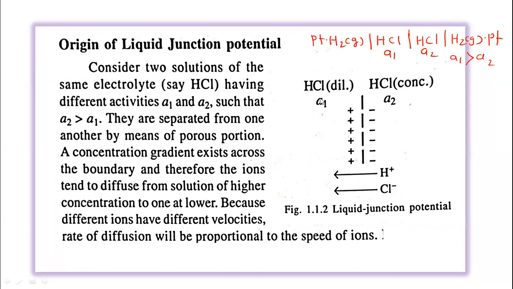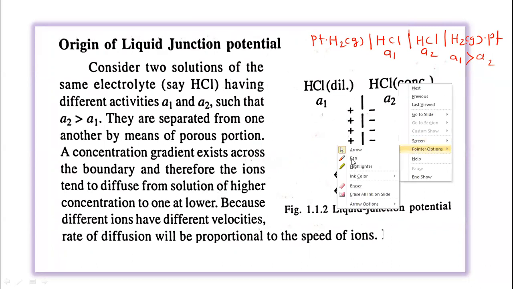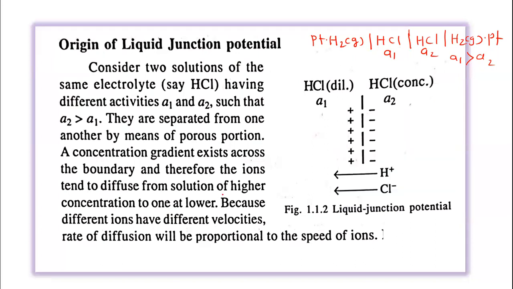Consider now the two electrolytes HCl having the activities A1 and A2. Suppose that this electrolyte is dilute, this electrolyte is concentrated. So A2 is greater than A1 here. So the ions from the RHS side transfer to the LHS side. So hydrogen ion is transferred from the RHS side to the LHS side here.